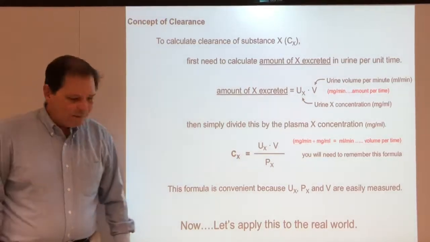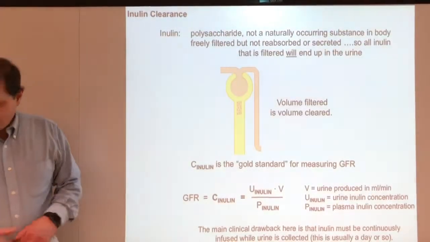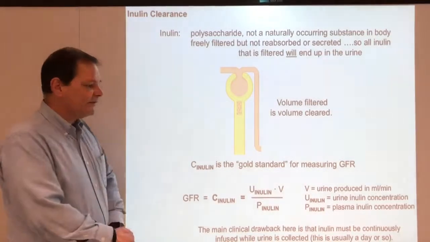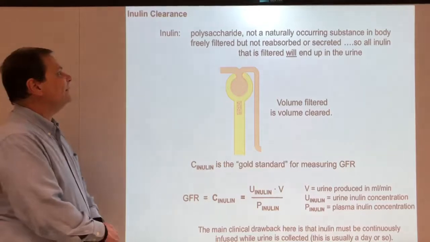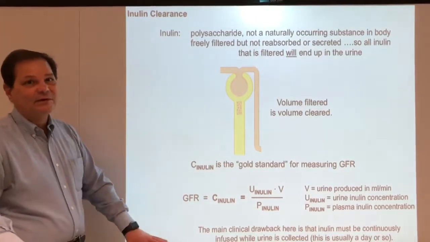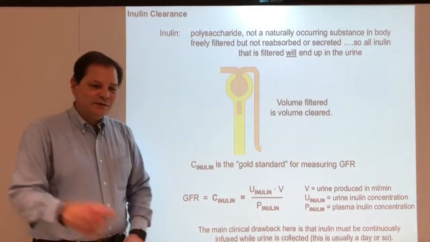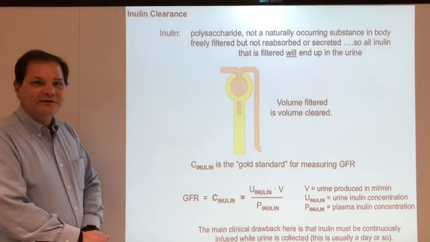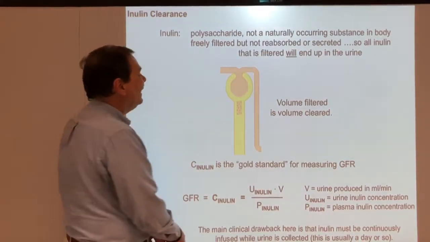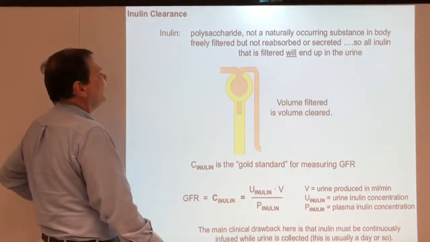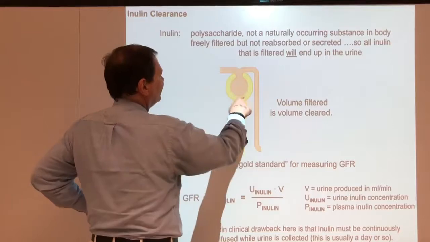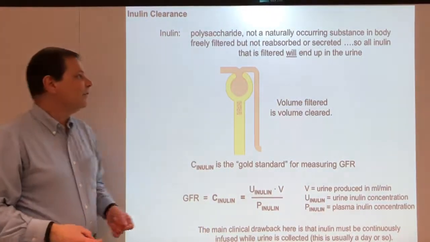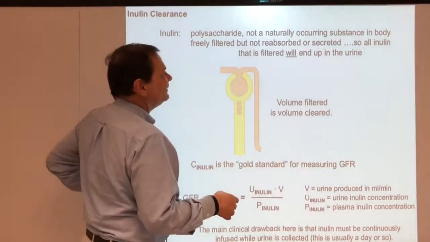Okay, so let's try to apply this, and let's start with the clearance of a substance called inulin. Now, inulin is a polysaccharide. It's not naturally occurring. So as a physician, you would give this IV, and you would probably give a constant drip of it, a constant amount per minute. Okay. And this is a nice substance because it's freely filtered in the glomerulus and it's not reabsorbed or secreted. So that makes this fairly simple.